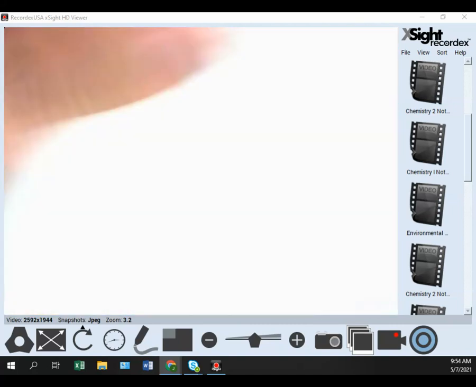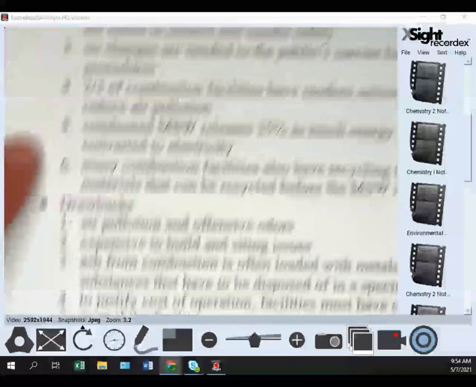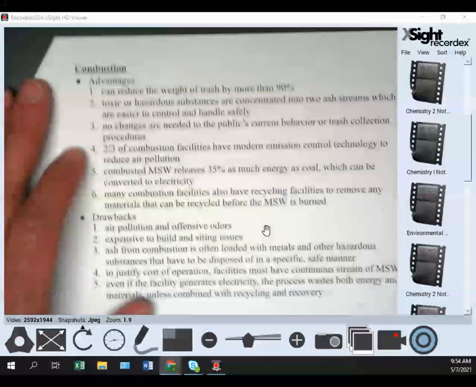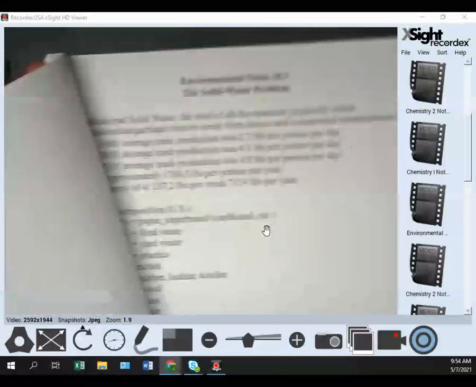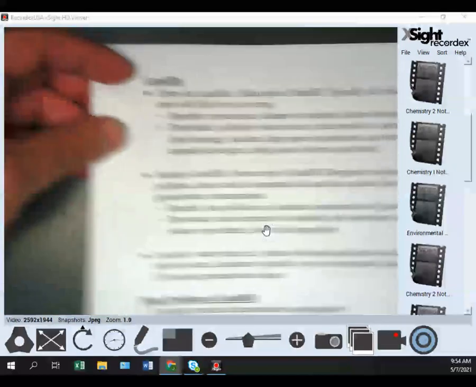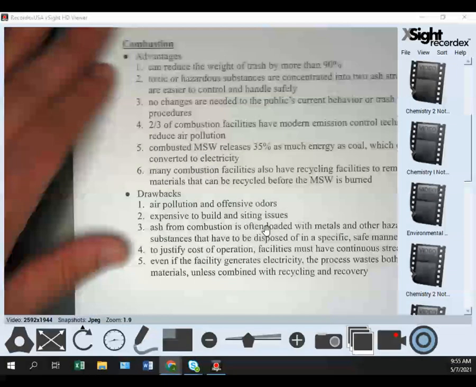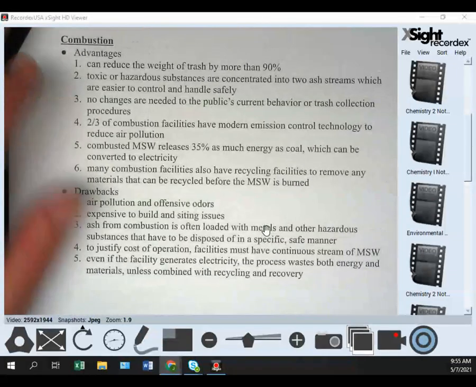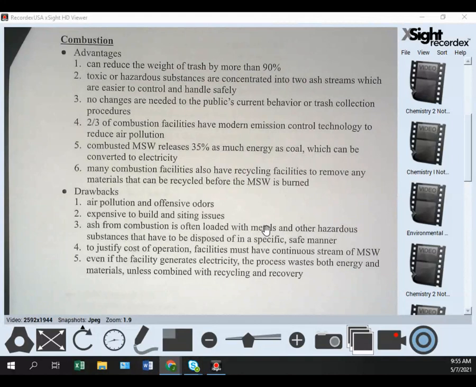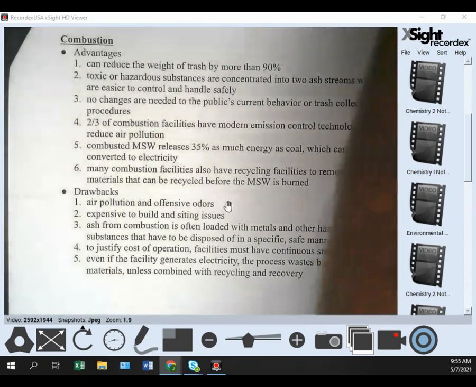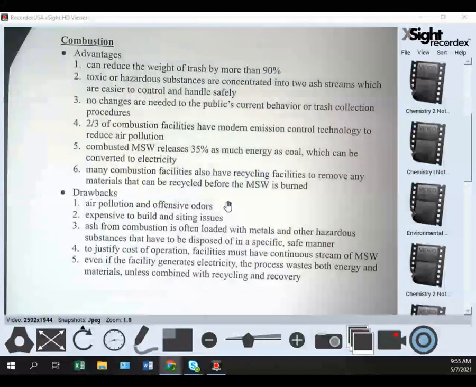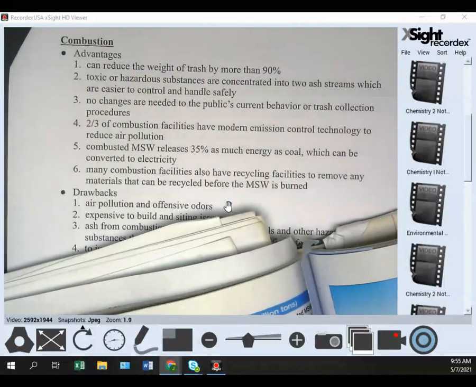So today, we're going to start with finishing up the information from the 18.1. We were talking about the landfills yesterday, right? Today we're going to finish these up, talking about combustion. So combustion facilities. When we're talking about combustion facilities, we're not talking about somebody burning trash in their backyard. What we're talking about is actual facilities designed to burn trash.